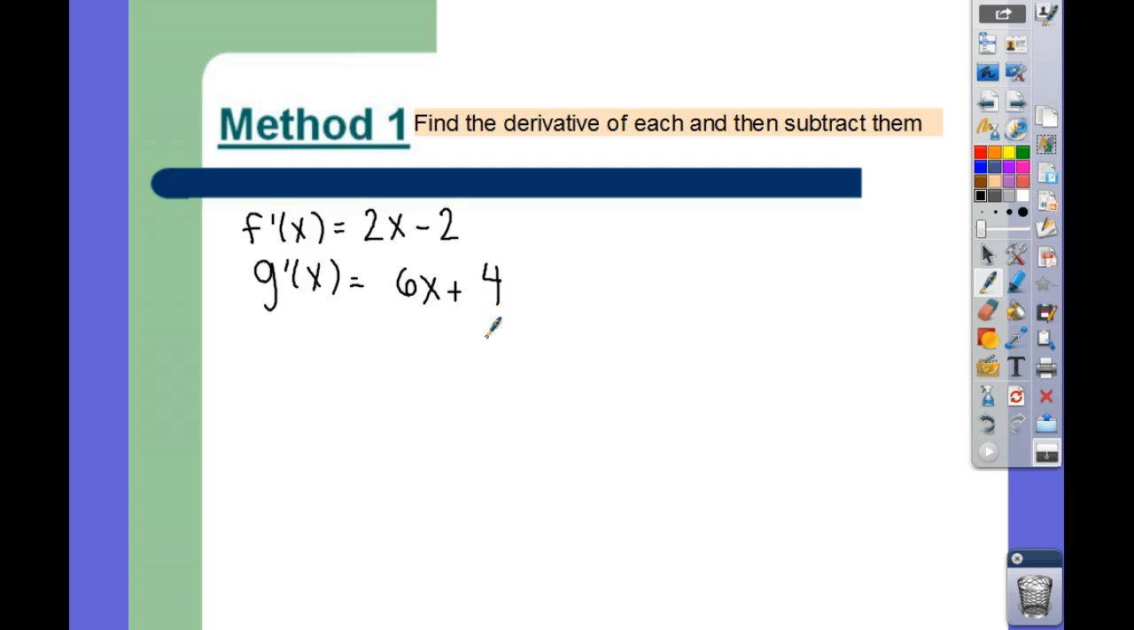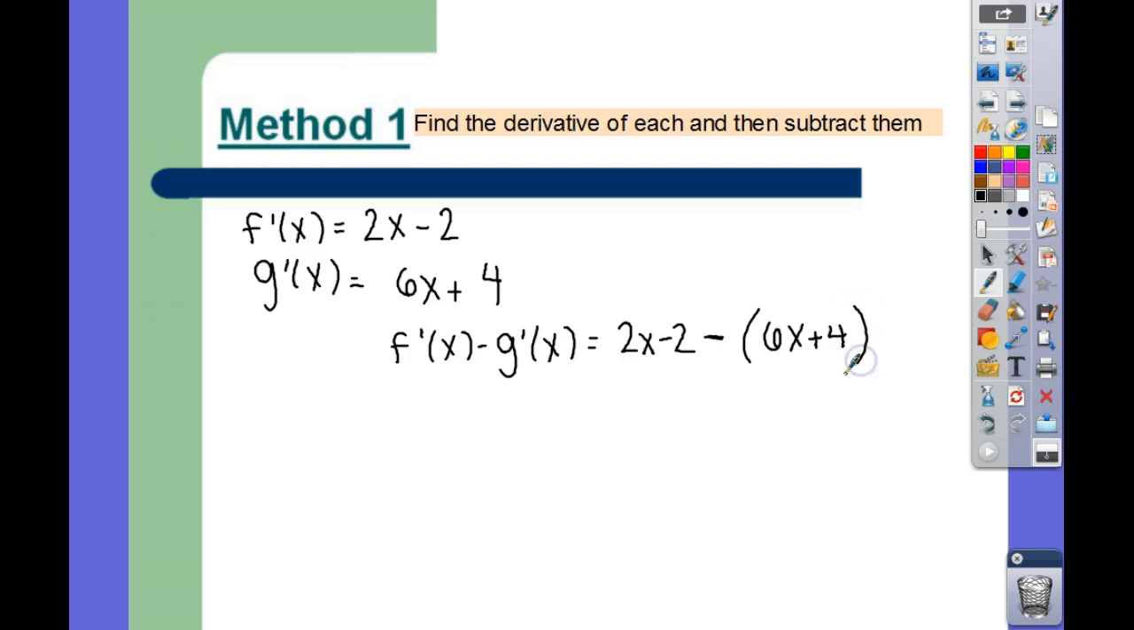Once you find the derivative of each, you can subtract their derivatives. So it would be f prime of x minus g prime of x, which is 2x minus 2, minus, here's where algebra is important, the quantity 6x plus 4. So that's really like 2x minus 2 minus 6x minus 4, which is negative 4x minus 6.